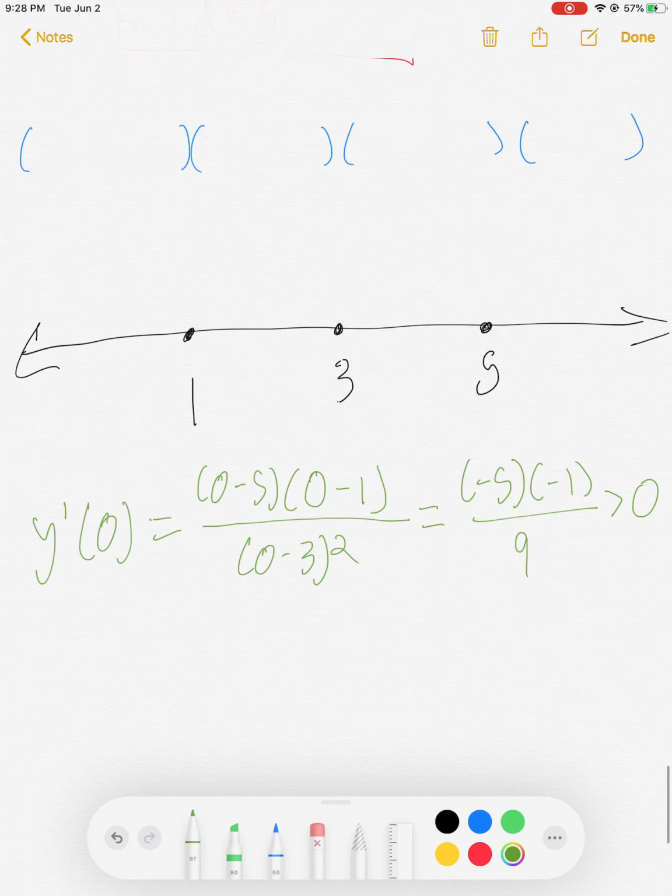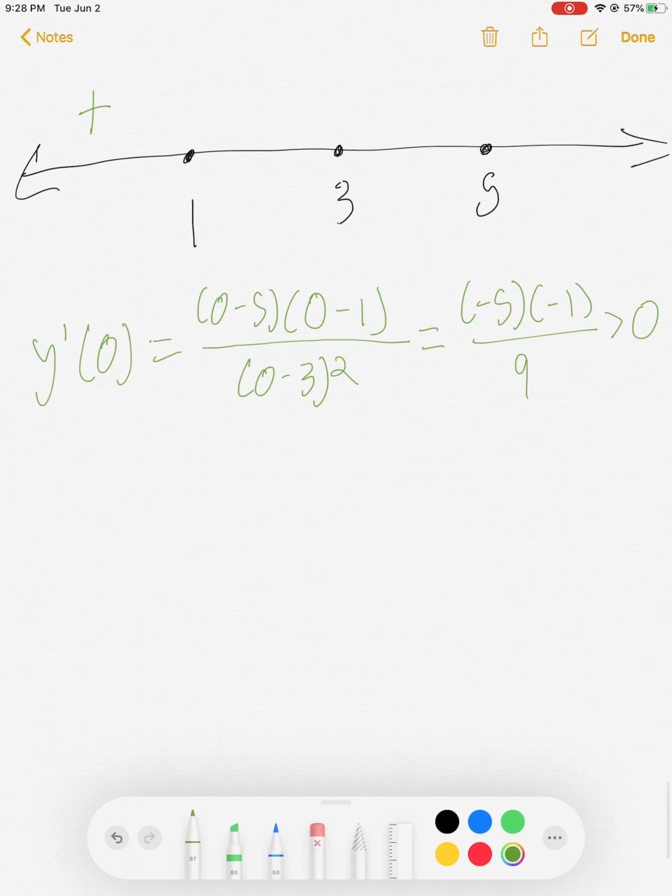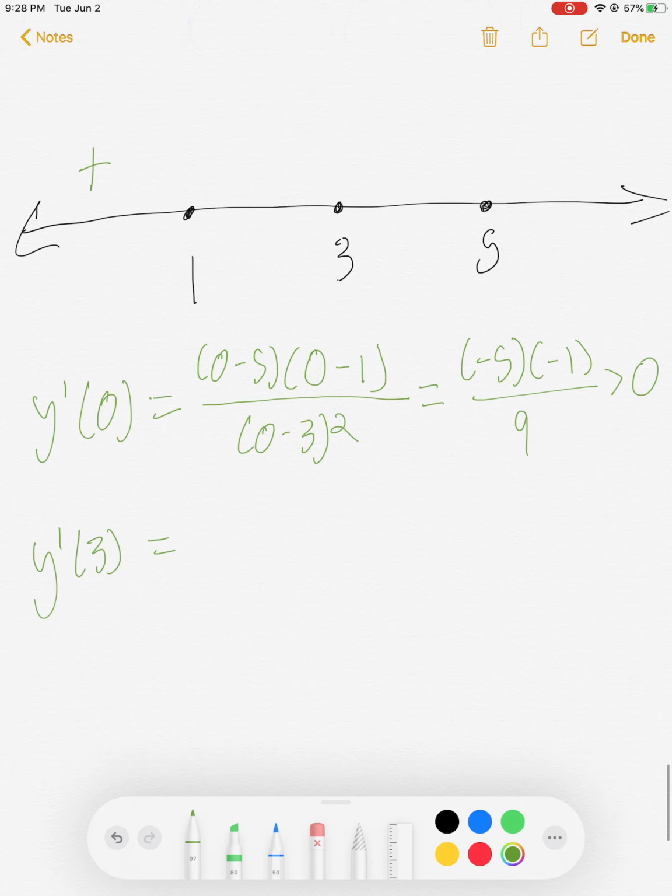And that is negative 5, negative 1 over 9, and that is greater than 0. That numerator is just 5, right? And the denominator is 9. So it's positive here. The derivative is positive there.